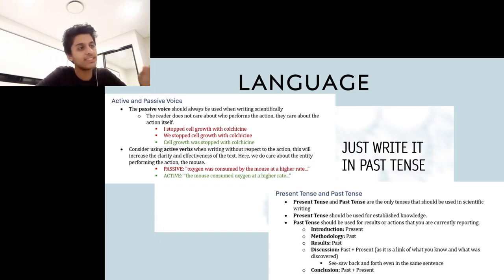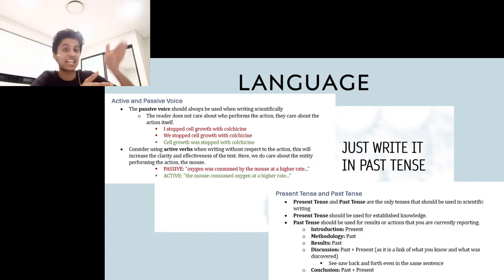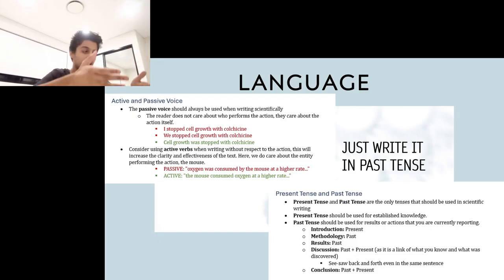Okay, now present tense and past tense. Present tense and past tense are the only tenses that should be used in scientific writing. If you're writing in future tense, something's seriously wrong, because you wouldn't write about an experiment that you're about to do, and then there would be nothing to write about in the results, right? So present and past tense. Present tense should be used for established knowledge, and past tense should be used for results or actions that you are currently reporting. This is how you want to split it. In the introduction you use present, methodology past, results past, and so on, as you can see.